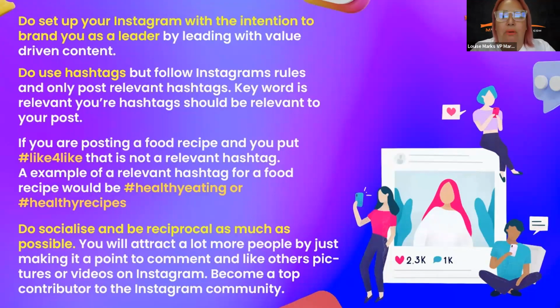Use hashtags, but follow Instagram's rules and only post relevant hashtags. So say, for example, you did a MyCarClub post, but you put a hashtag of Christmas on it. The algorithm will know, nobody's going to see it. If you're posting a food recipe, for example, and you put like for like, I know that was a big thing over time. If it's not a relevant hashtag, that post could not get posted. So it has to have keywords and it has to be relevant to the picture that you're posting or the reel that you're posting.